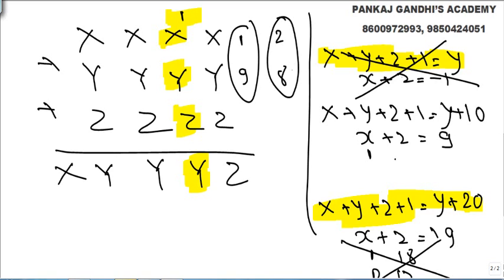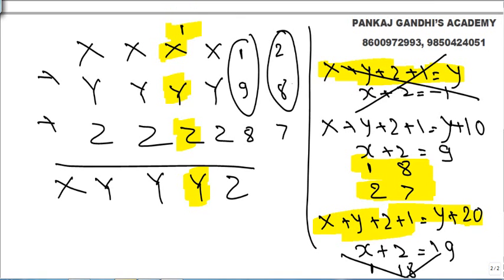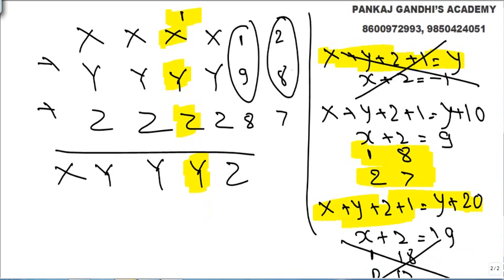If x is 1, z is 8. If x is 2, z is 7. So what we did is, if x is 1, z is 8, and if x is 2, this is 7. So let's check it. Either it's the 198 combination or it's the 287 combination.